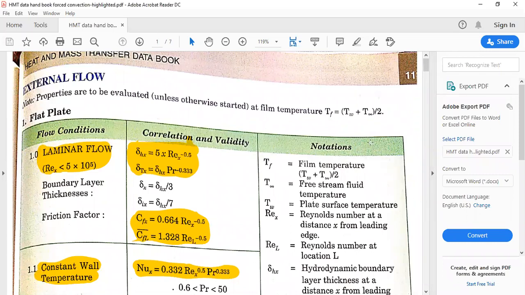Hello, my dear students. Today, in this lecture, I am going to tell you how to use the heat transfer data handbook to solve the forced convection problems.